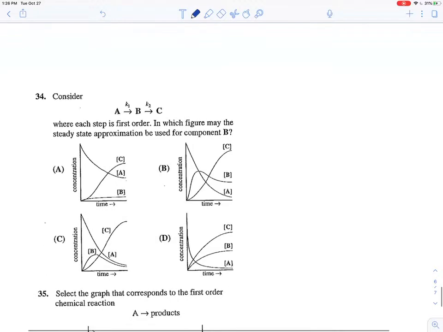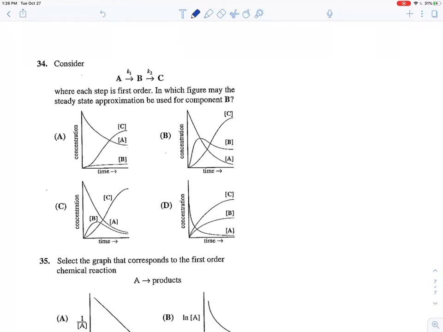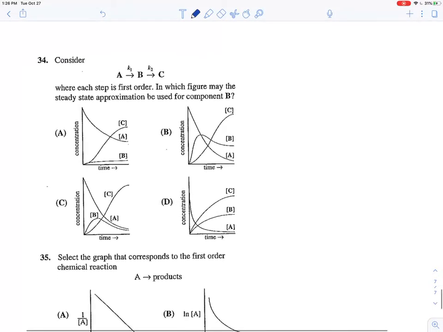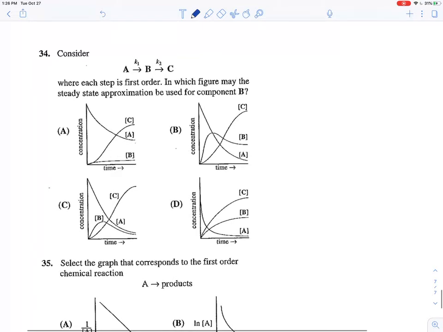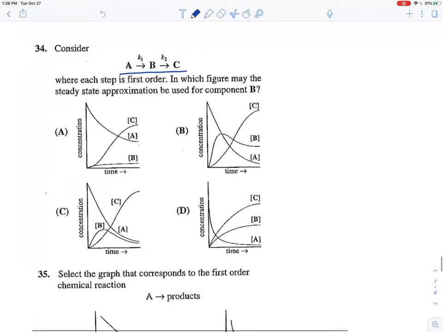We have almost come to the end. So very good. This is a problem set I discussed in my YouTube video before, throughout my discussion with you in the previous class on kinetics. So consider this consecutive elementary reaction. The steady state approximation is used for the component B.